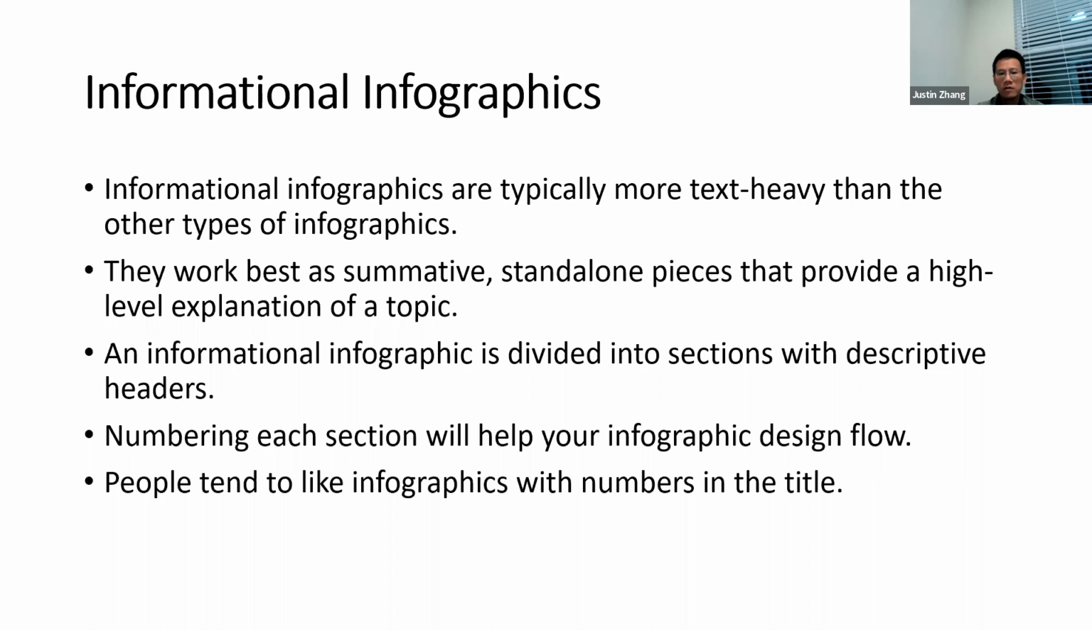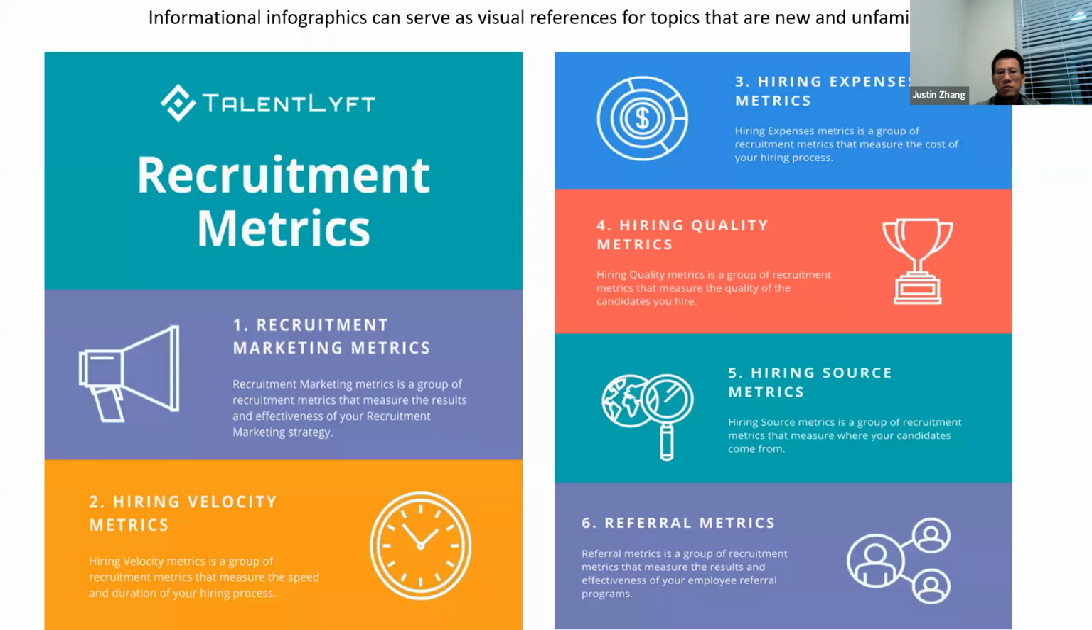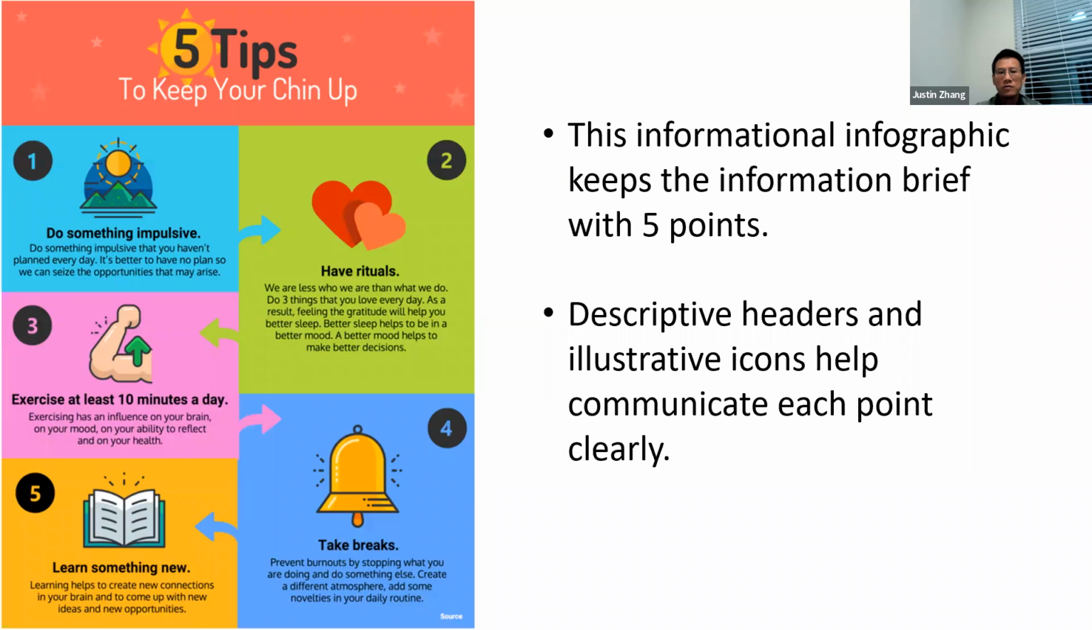So it's better to number each section and to facilitate the information flow. So here is one example from the Adventures of Tom Sawyer. So we all know it's based on this particular story. And one more example from this talent lift for recruitment matrix. 5 tips to keep your chin up.